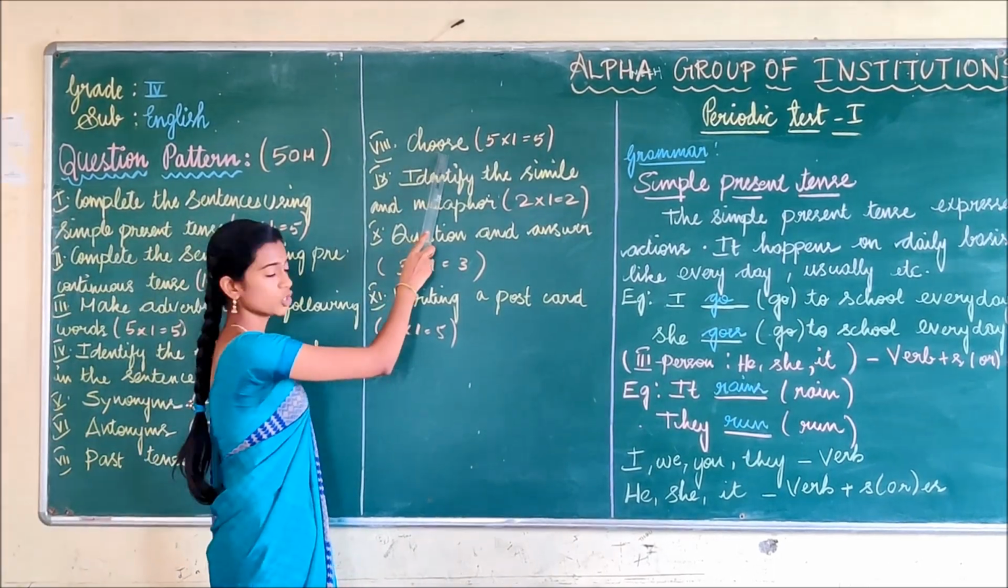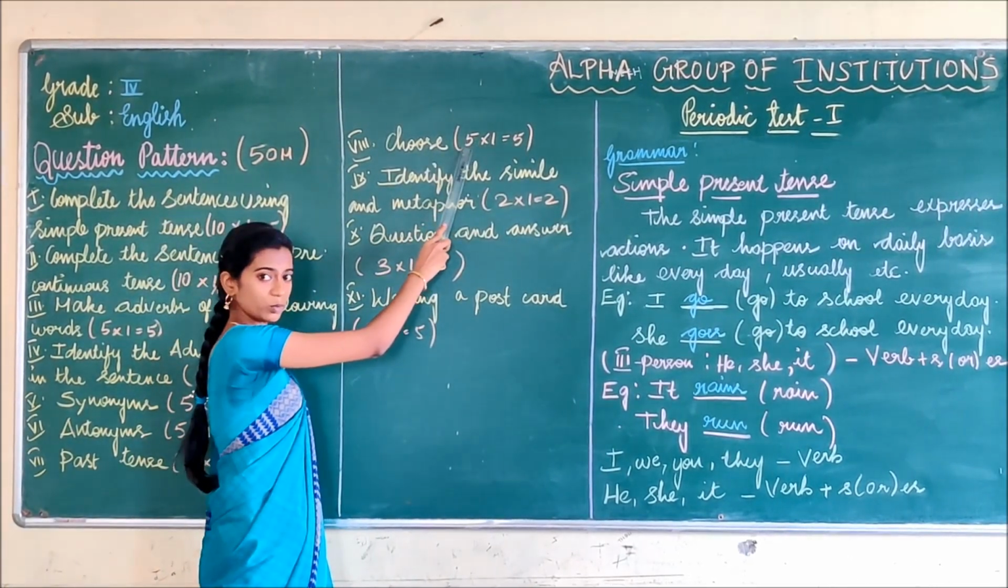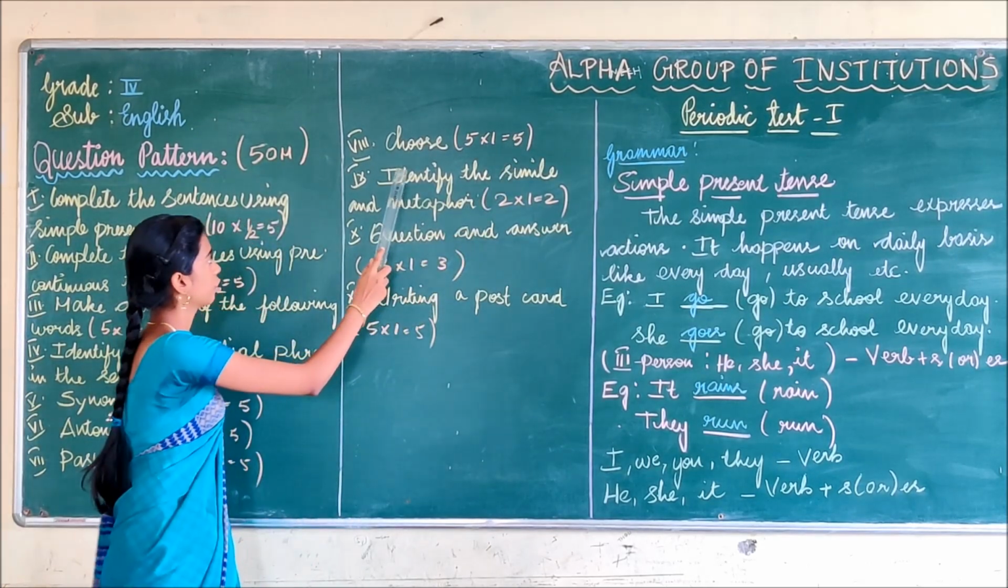Next one is the choose. You have to write choose. In choose there will be 5 questions. Each question carries 1 mark, totally 5 marks.